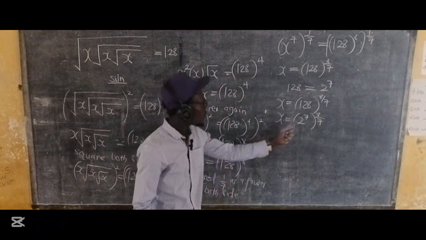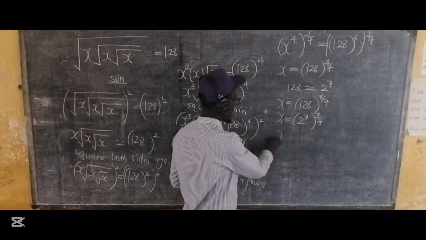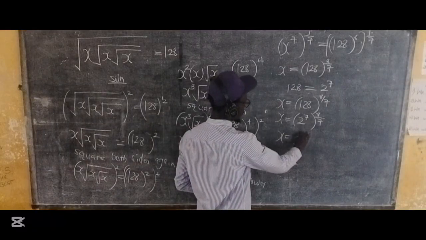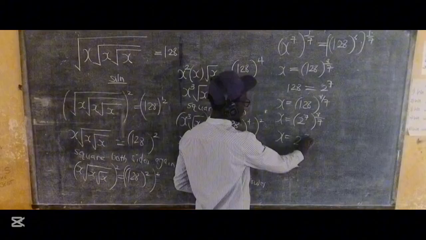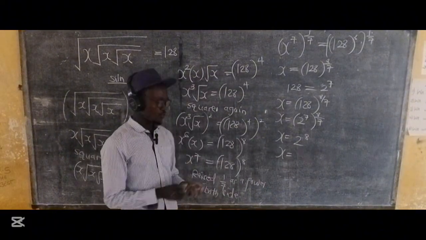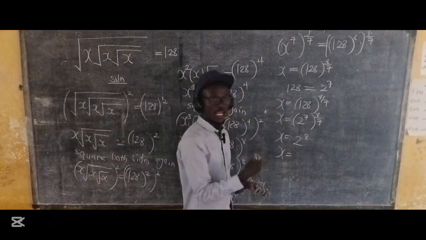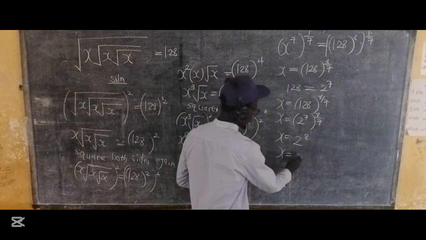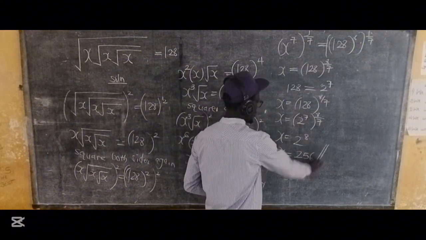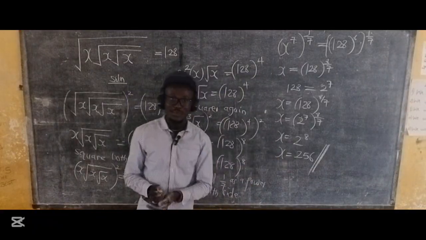Now, if you use the power law of indices from this point, we know this 7 cancels this 7. Now we have x becoming 2 raised to the power 8, meaning you are going to multiply 2 up to 8 times: 2 times 2 times 2 times, up to 8 times, and then you are going to have 256. 256 is your answer. It means the value of x that we have to find becomes 256.